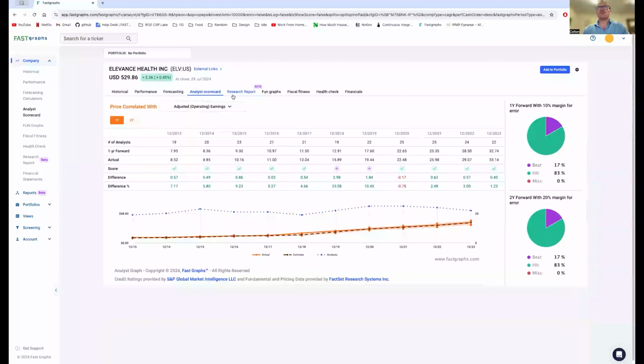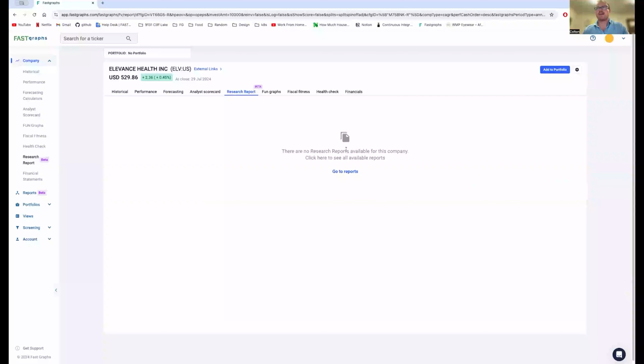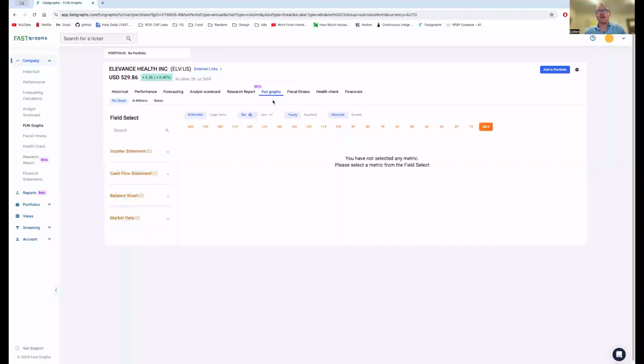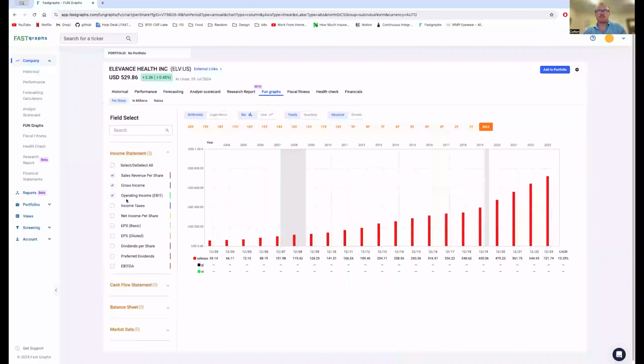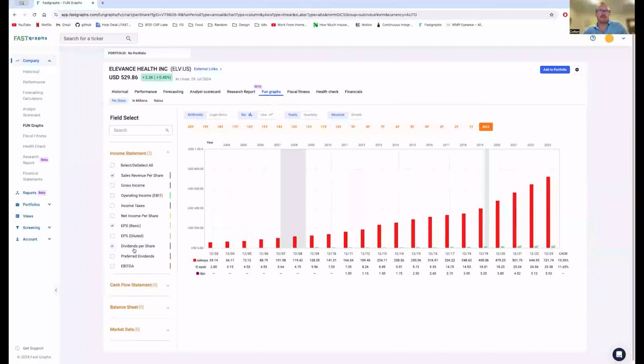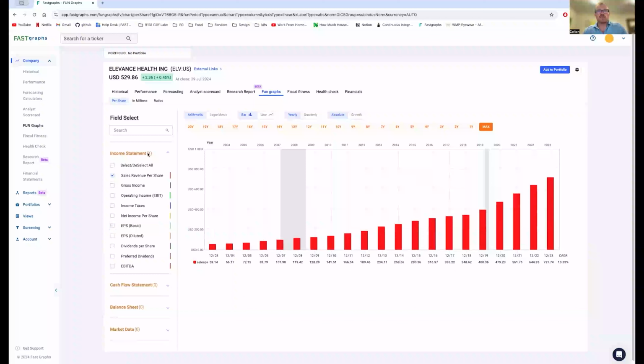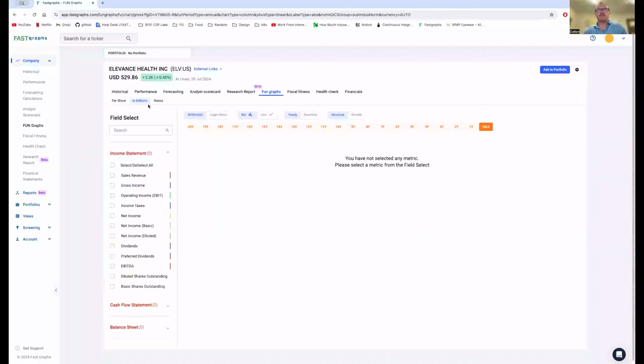The analyst scorecard, we've covered that. This research report, this is a beta. Not all companies are going to have research reports, but we do have some available. Fund graphs is another very important feature. Fund stands for fundamental underlying numbers. This just lets you plot a bunch of data for this company from the financial statements. So just a big data plotter, lets you run some more analysis on your own.